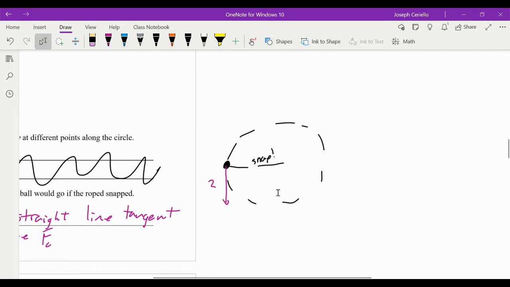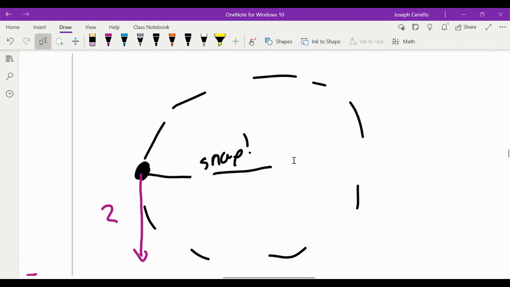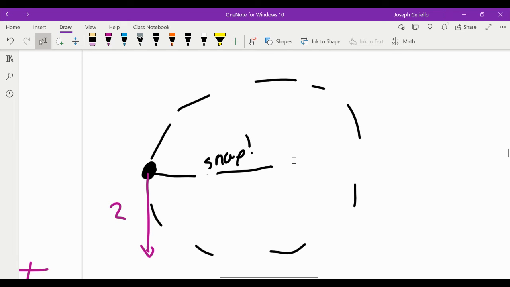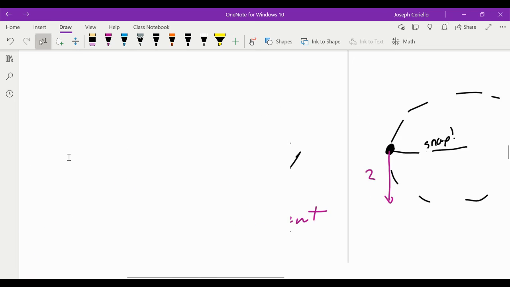So for example, if a ball were going in a circle, pretend it's like a top-down view and I'm swinging it above my head. If a ball were going in a circle and the string snapped, the ball would travel in a straight line tangent to the circle. We kind of voted on it, but it would be path 2, the direction of the velocity at that point.